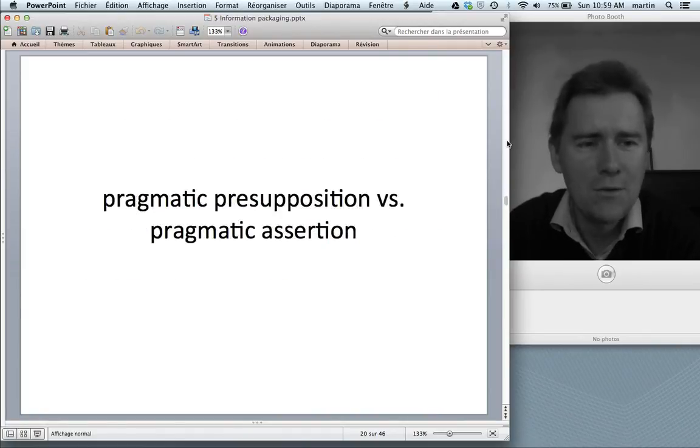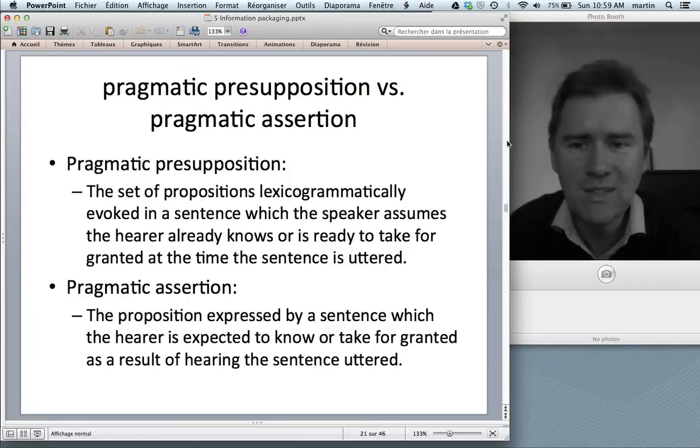In order to analyze information packaging constructions, we need to go through a couple of technical terms. And the first pair of technical terms I want to introduce are pragmatic presupposition and pragmatic assertion. Here's again Knut Lambrecht speaking.